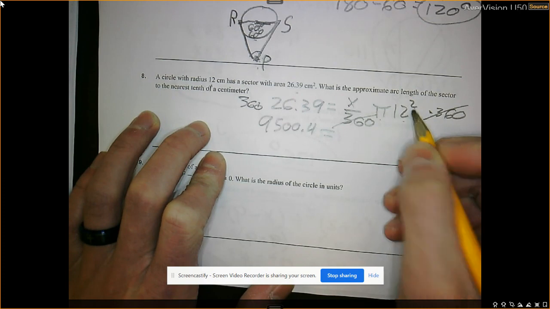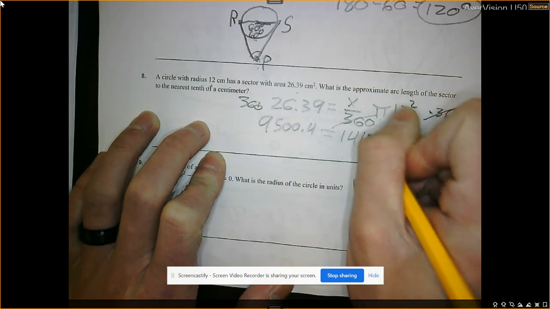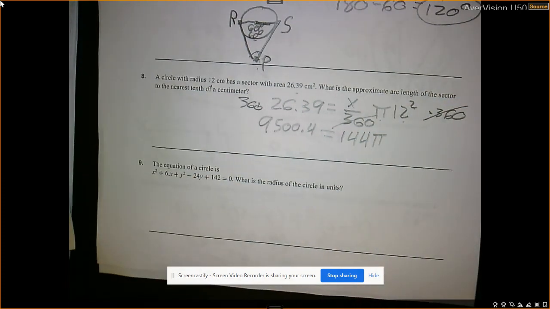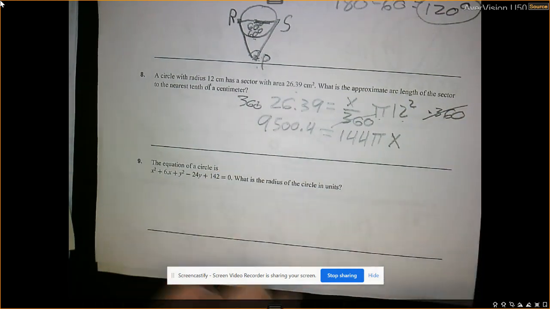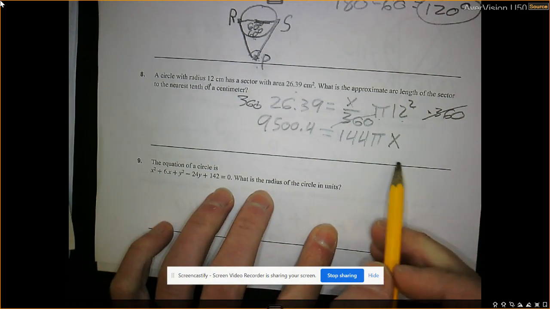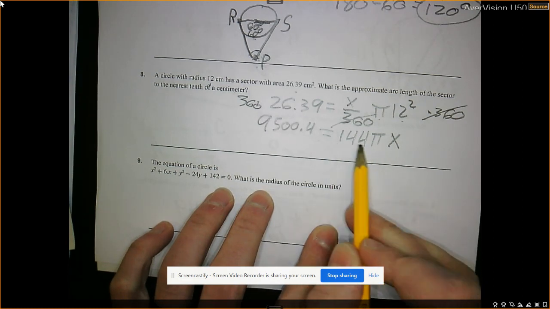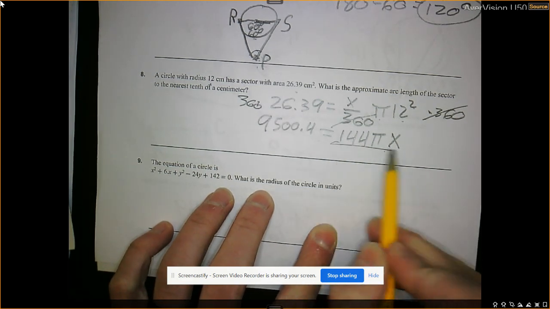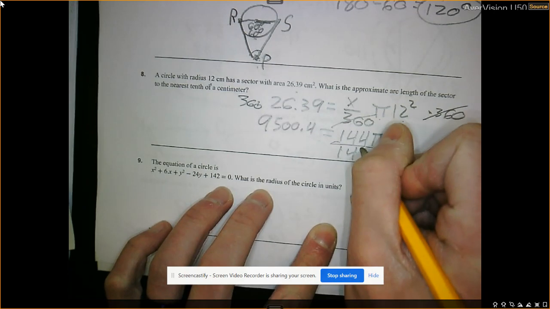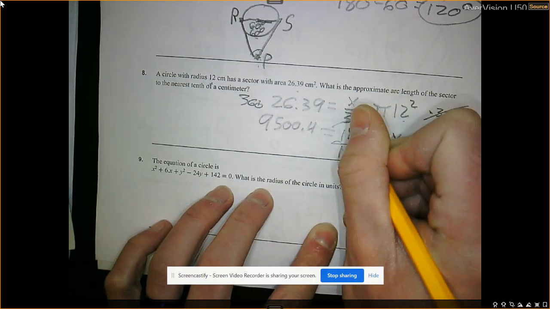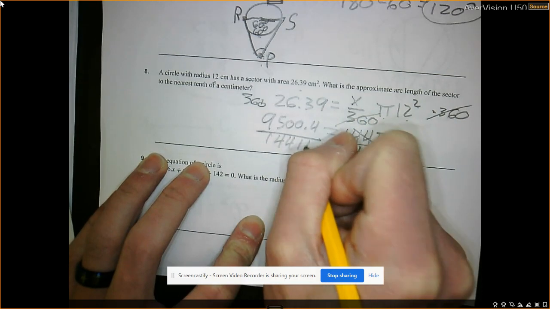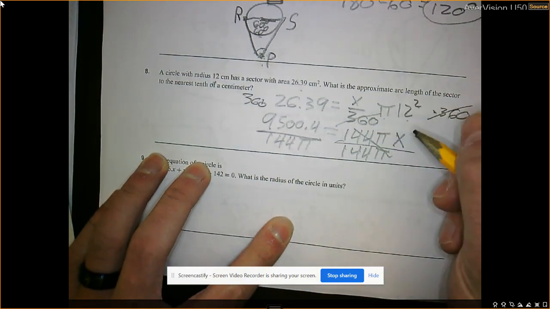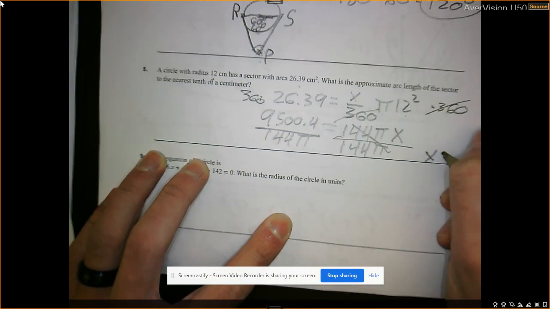Well, 12 squared is 144, so I'm writing this as 144 pi. Oops, and I forgot the x. We have x here still. Now, if we're going to solve for x, this is being multiplied by x, so we need to do the opposite of that to get x alone. So we are going to divide by 144 pi. Divide both sides by 144 pi. If you are doing it in your calculator like that, that'll get x alone.